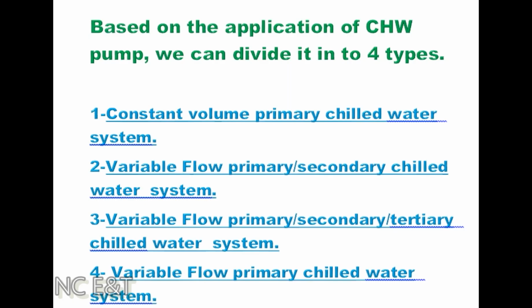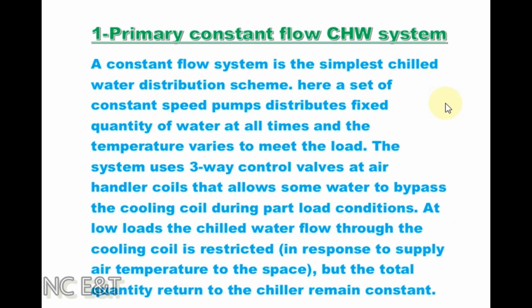Based on the application of chilled water pumps, we can divide the whole chilled water system into four types. Number 1, constant flow primary chilled water system. Number 2, variable flow primary secondary chilled water system. Number 3 is the variable flow primary secondary and tertiary chilled water system. And number 4 is the latest one, that is variable flow primary chilled water system. We will discuss all four types in detail one by one.